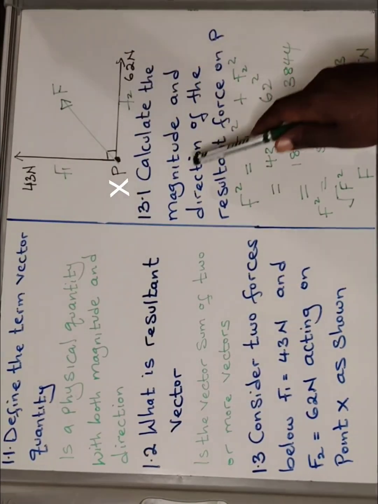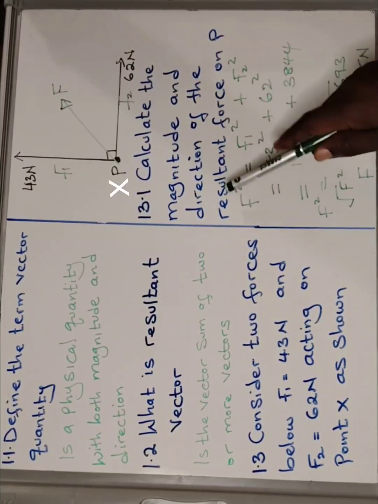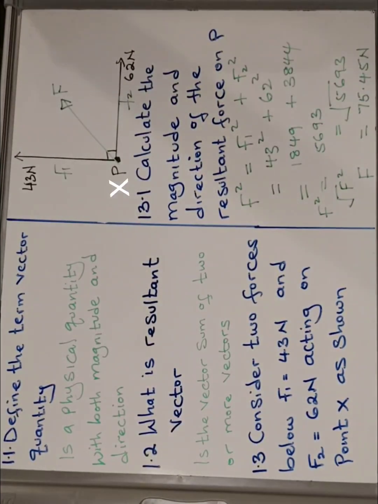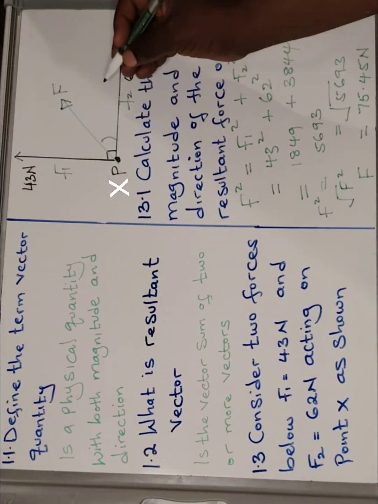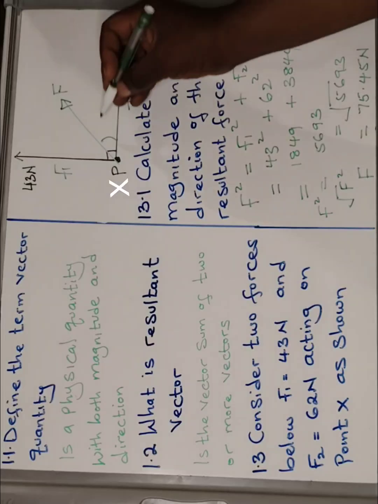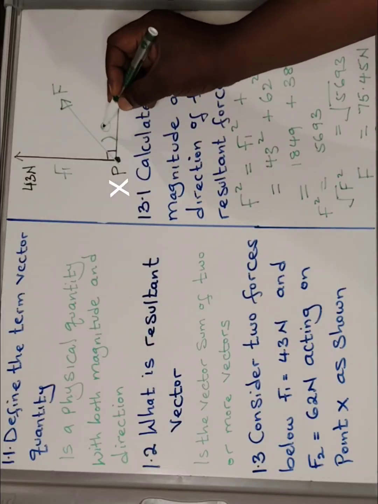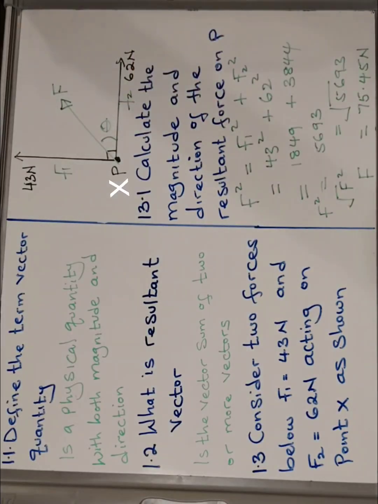But the question says that we calculate the magnitude and direction. We are going to give our direction in terms of the bearing from the horizontal. So this one is going to be our direction, the theta. And how do we get it? Let's see.